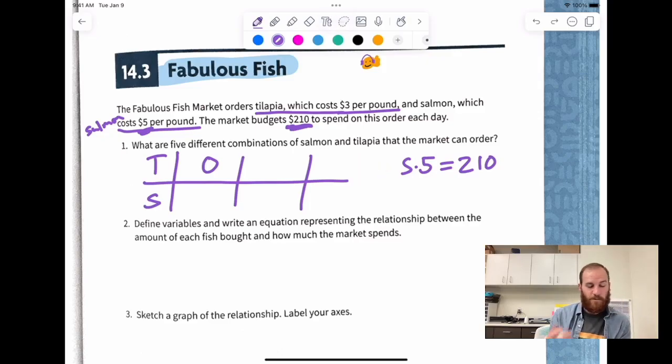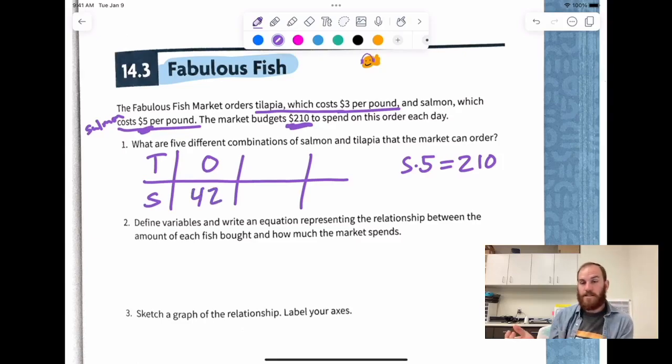Okay, this is a pretty easy one to solve, right? 210 divided by 5. Oh my gosh, that's 20, 40, 42. Okay, I'm going to check my calculator just in case. All right, 210 divided by 5 is 42. Anyway, so 42 would be the amount of salmon.